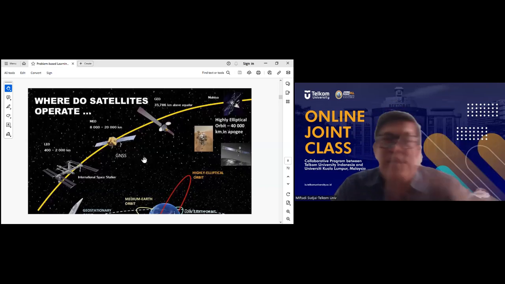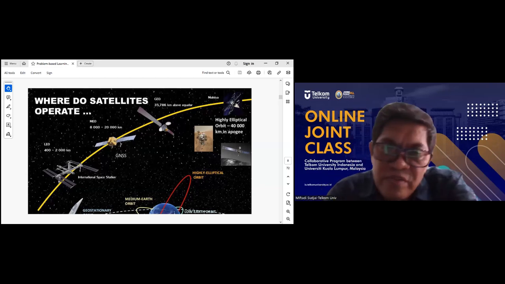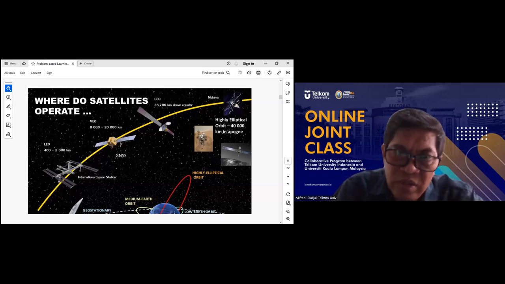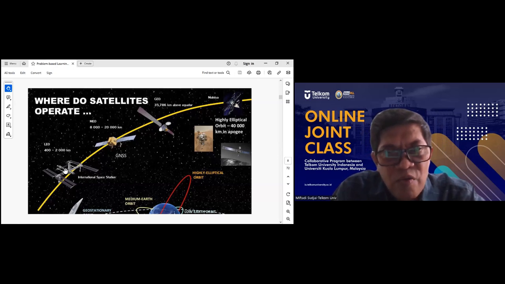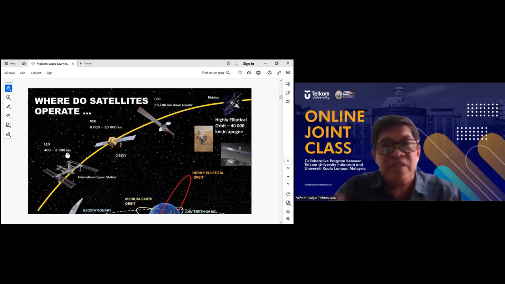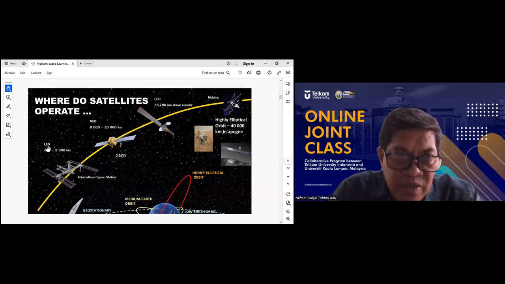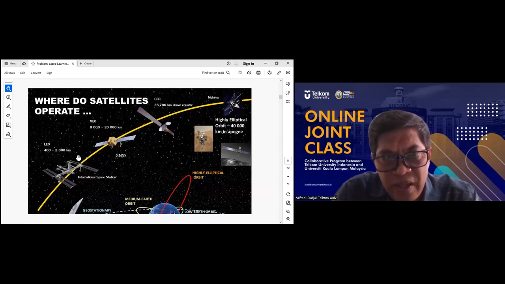Next, where do satellites operate? This is the trajectory of a satellite, or the orbit. And there are several definitions of the orbit. First of all, we call it LEO, low Earth orbit, to put the satellite to rotate around the world, from the height of 400 kilometers up to 2,000 kilometers. So there is some international definition of the height of the orbit. First of all, LEO from 400 to 2,000 kilometers. For example, some Starlink satellites of Elon Musk are in an orbit of around 2,000 kilometers. So it is in a LEO orbit.